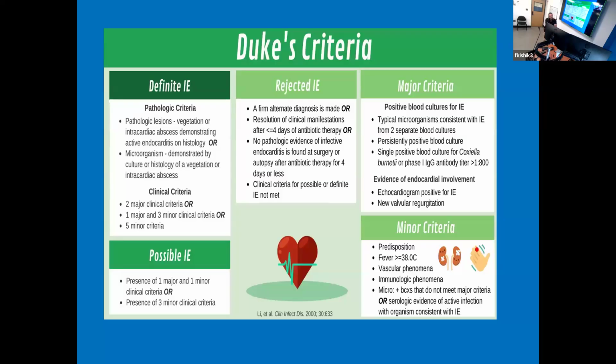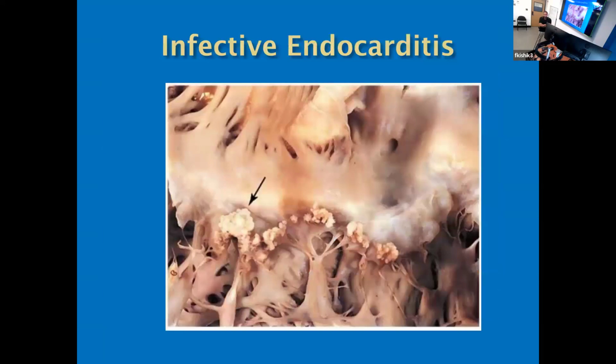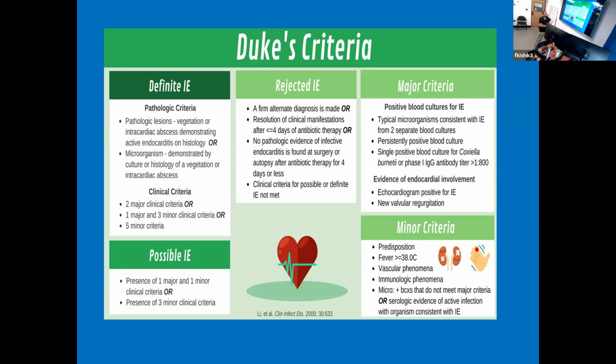Rejected endocarditis: you're always going to ask, was there any other reason why this could be happening? A firm alternative diagnosis made, or resolution of manifestations after less than 4 days of antibiotic therapy. If I give you antibiotics for 4 days, this should not go away. This takes weeks and months, and you should be persistently positive, positive, positive. So if it got better with a couple of days of antibiotics, it's probably not endocarditis, right?